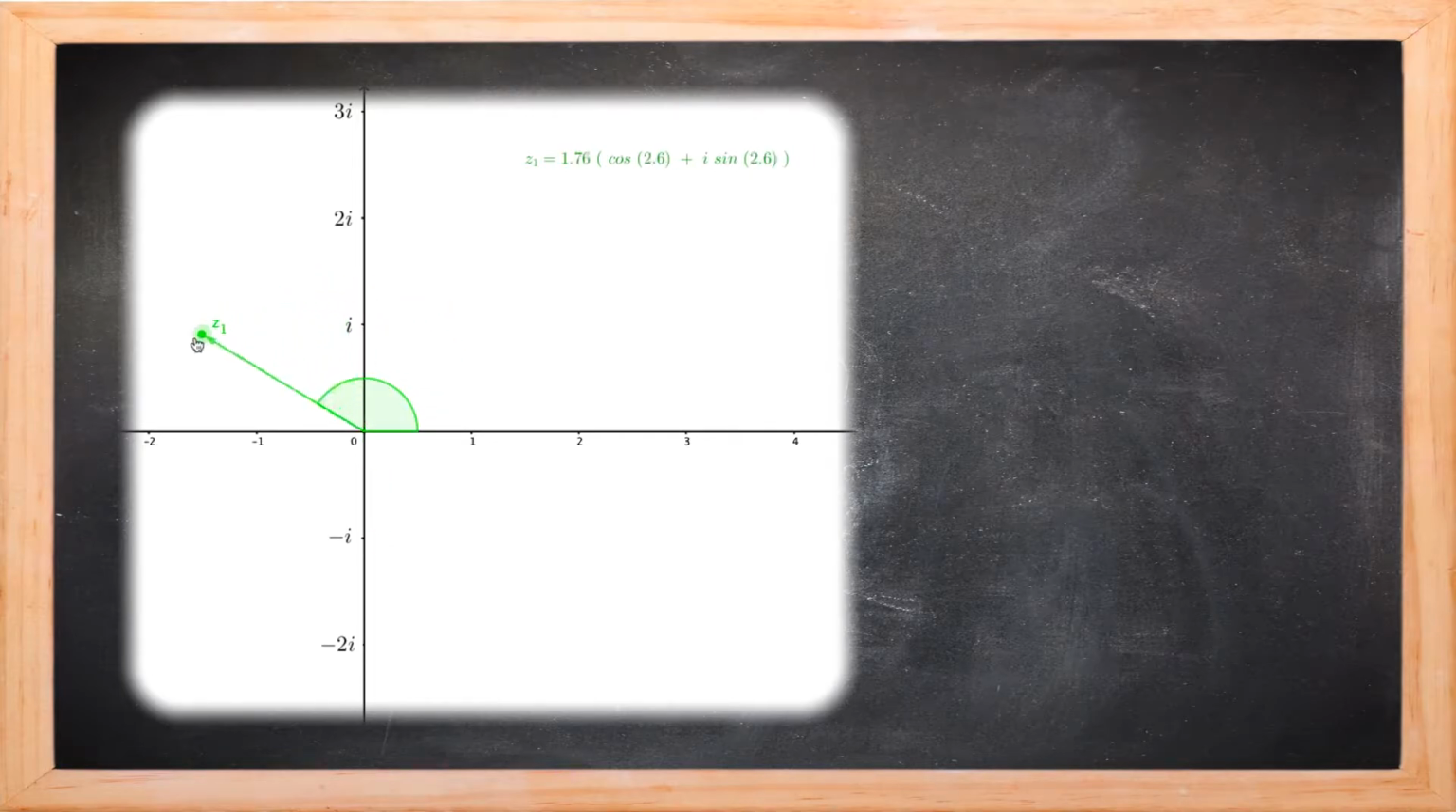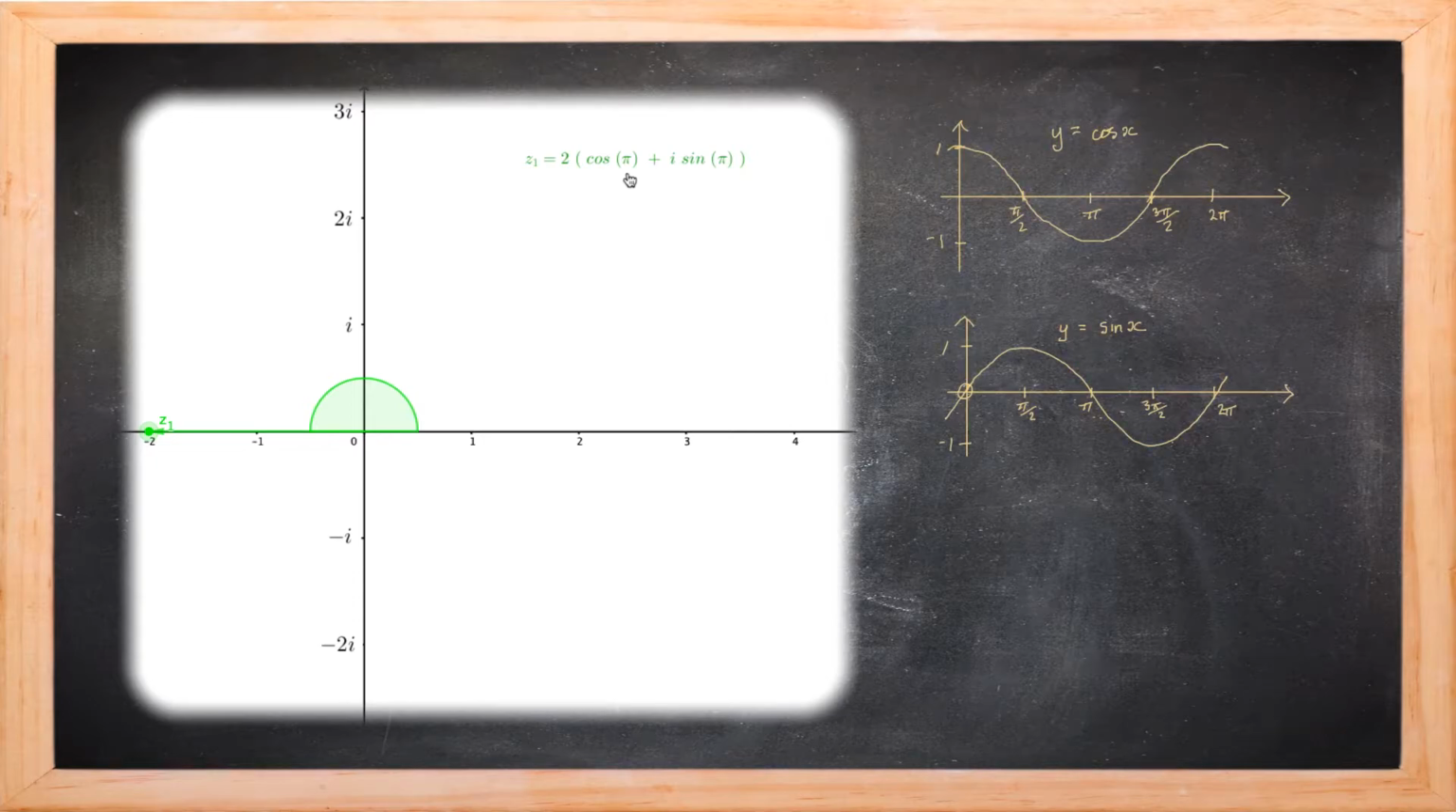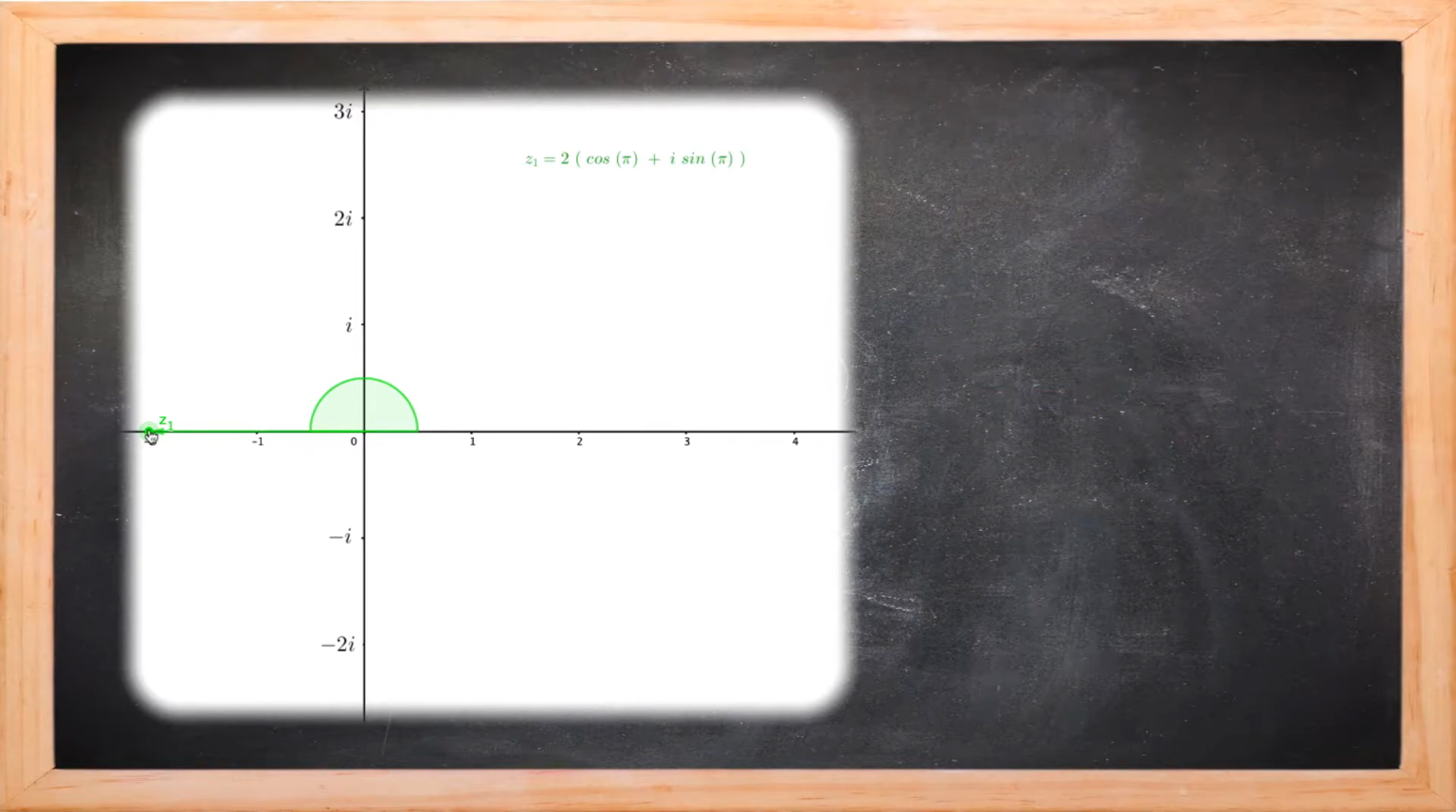And one final one, let's move round to -2. The modulus is 2. The principal value of the argument is pi. Cosine of pi is -1. Sine of pi is 0. So we'll get 2 times -1, which does indeed give us -2.